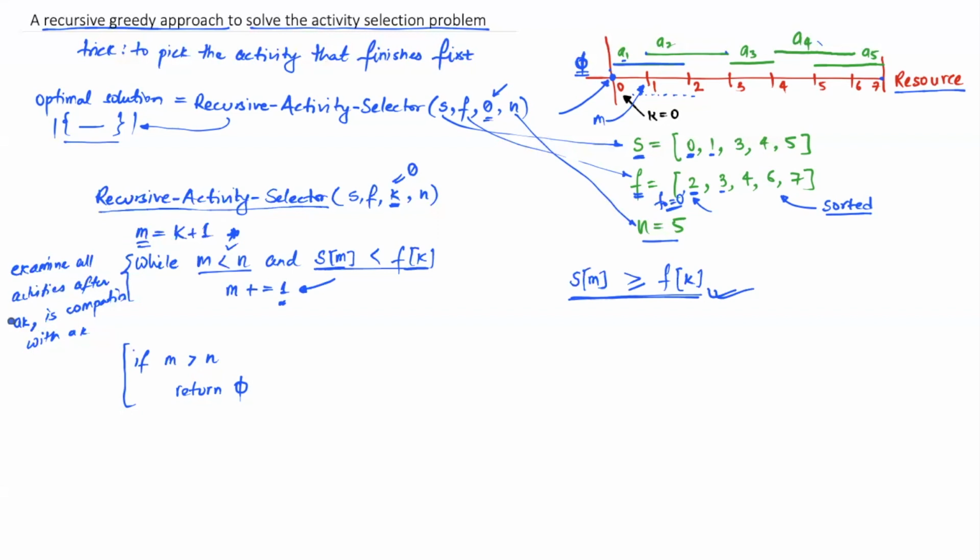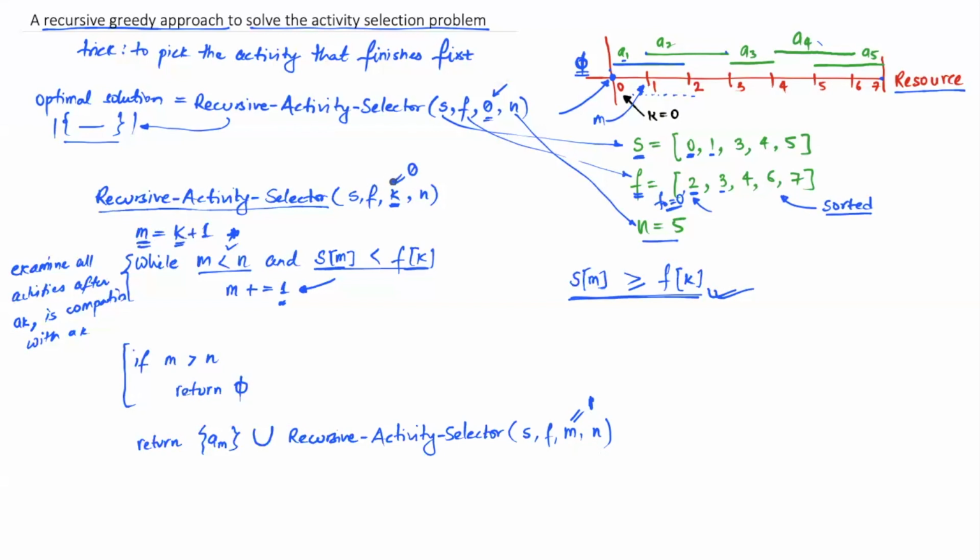So going back to our method, now that we have found the next activity that is compatible with ak, we would like to return this as a solution. So return am. So this is our solution. And then we want to add the solution, optimal solution, to the remaining activities. So I want to call the recursive activity selector again, passing s, f, and then this time I will skip all the activities that are incompatible and pass the next activity that we have selected, m and n, as the input.